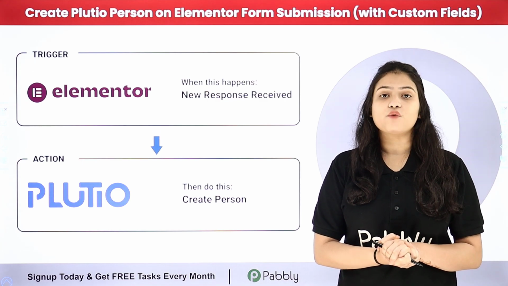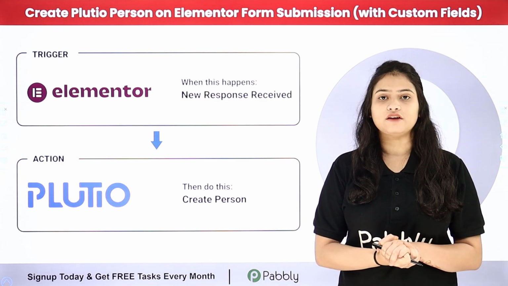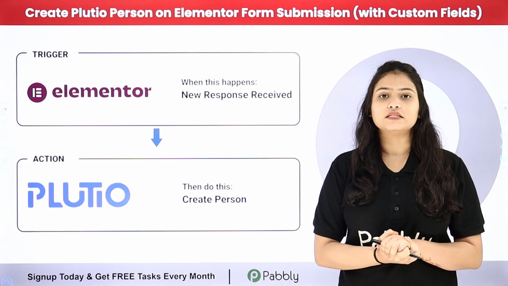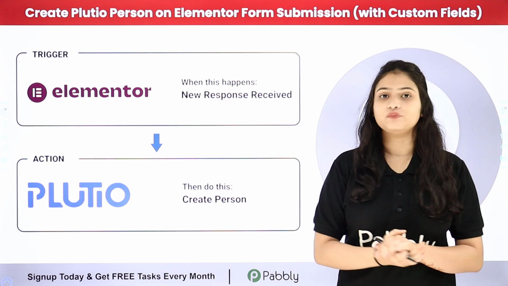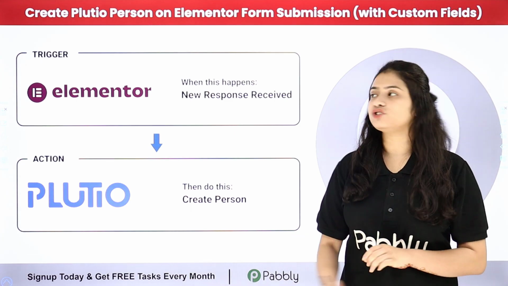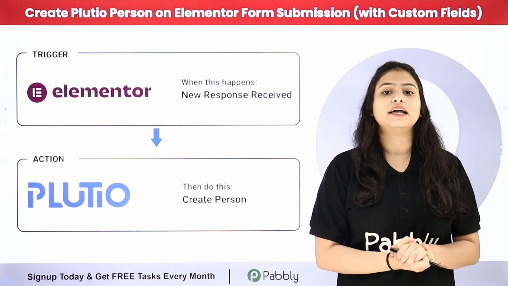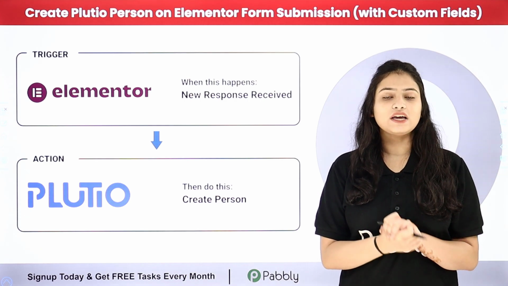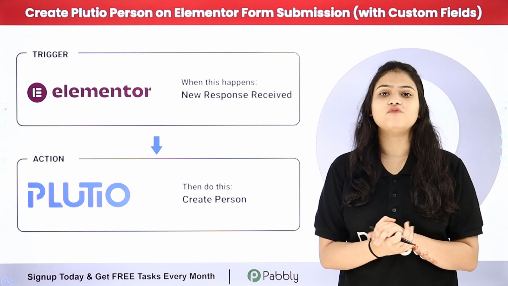I want that as soon as the client submits that form, that same client is added as a person, as a contact in Plutio. So how are we going to automate this entire process? For this, we will have to set up a connection between Elementor and Plutio, and we are going to do that without any coding and programming skills with the help of Pabbly Connect.